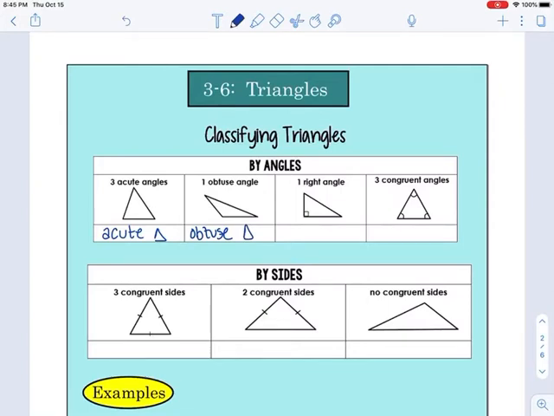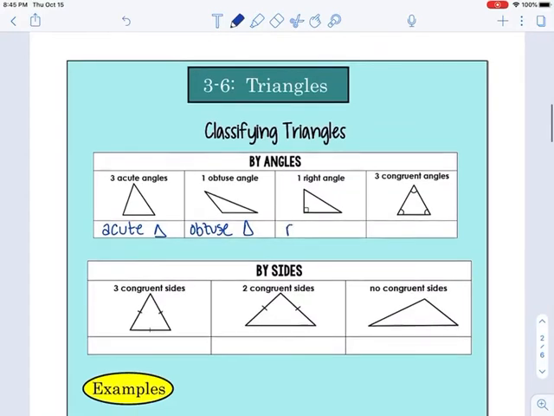You can't have more than 1 obtuse angle in a triangle. An obtuse angle is greater than 90. Even if it was 91, and you had another angle that was also 91, just 2 angles of the triangle would be more than 180. So again, you can't have more than 1 obtuse angle in any triangle. So an obtuse triangle just has 1 obtuse angle. One right angle would be a right triangle. And then 3 congruent angles is equiangular. Equi meaning equal, angular meaning angles.